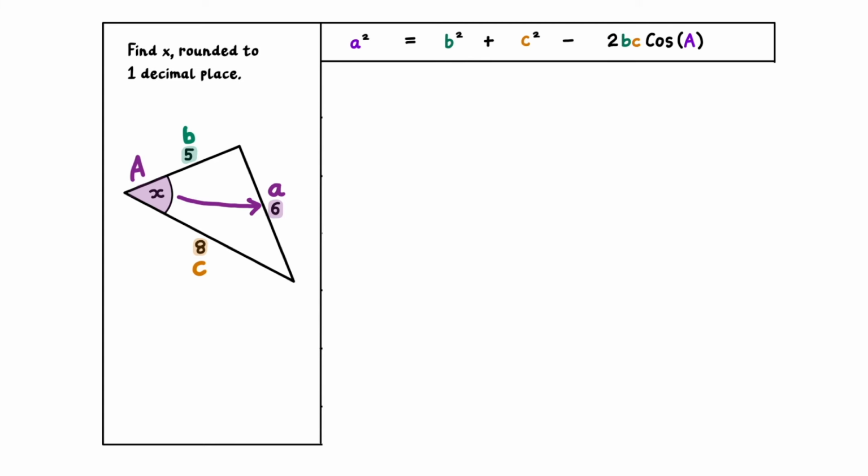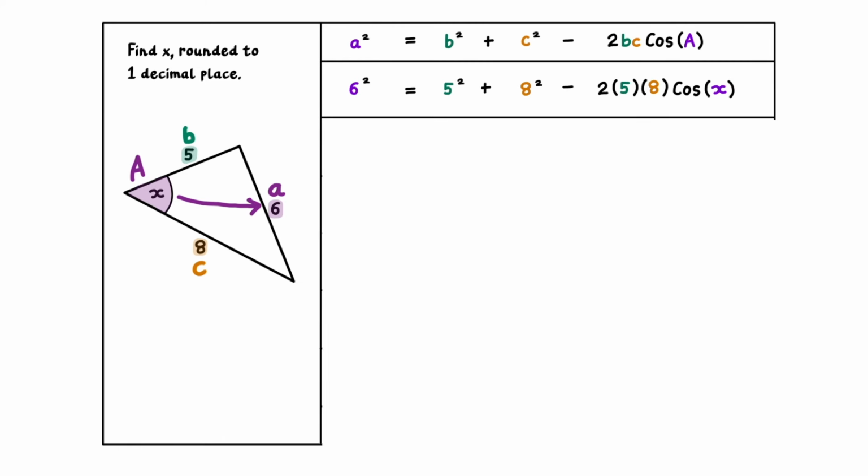Here we have capital A equal to x, a equal to 6, b equal to 5, and c equal to 8. Putting these values into the statement of the cosine rule tells us that 6 squared equals 5 squared plus 8 squared minus 2 times 5 times 8 times the cosine of x.